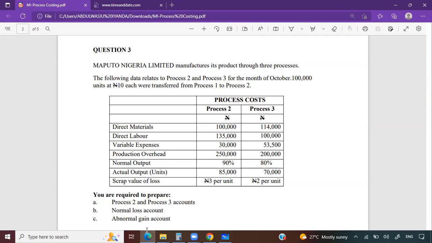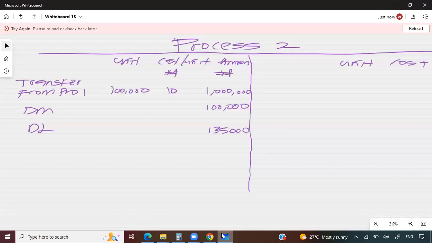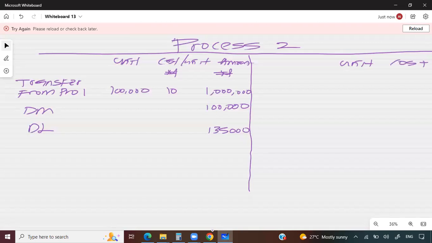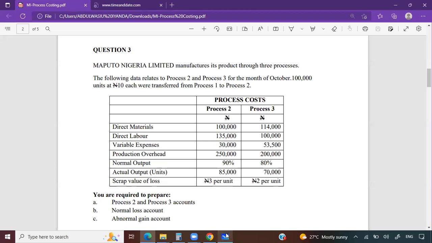Please, what about the direct material for process 2? I'm in process 2 now. Direct material is 100. I think I've written that. Direct labor is 135. The next one I'm doing is variable expenses of 30,000.